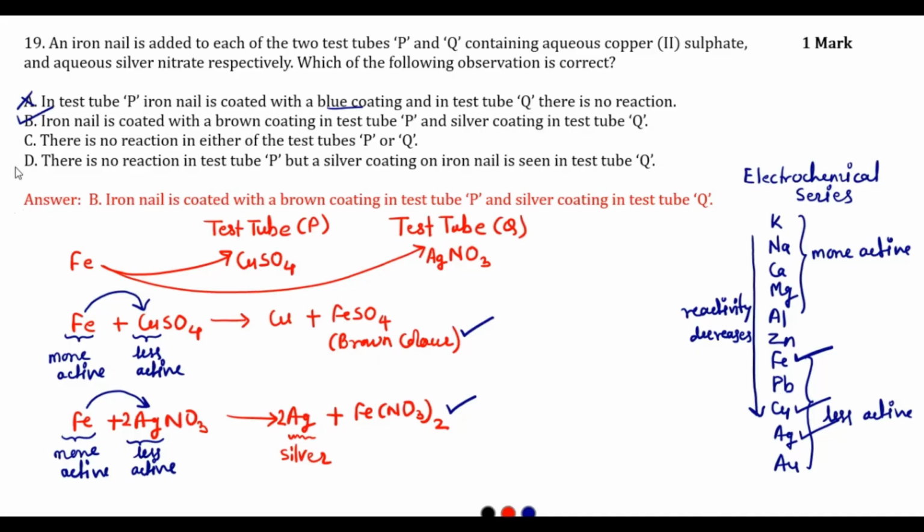So write down answer B, that is, iron nail is coated with brown coating in test tube P and silver coating in test tube Q. I hope you understood this answer. Now we'll move on to the next question.